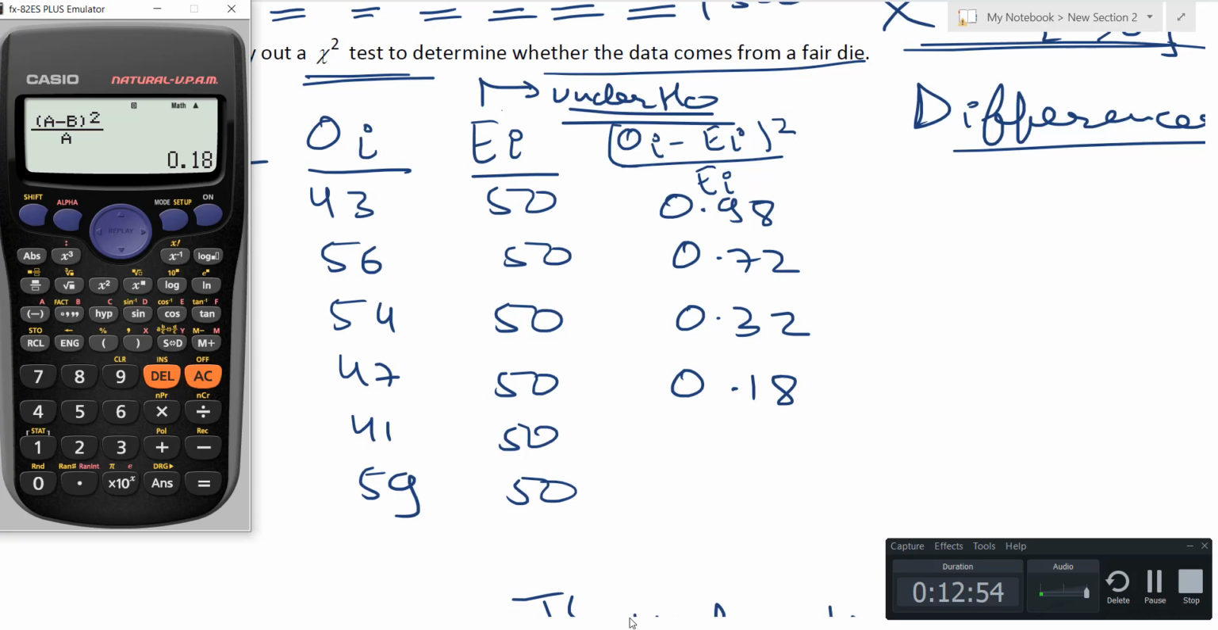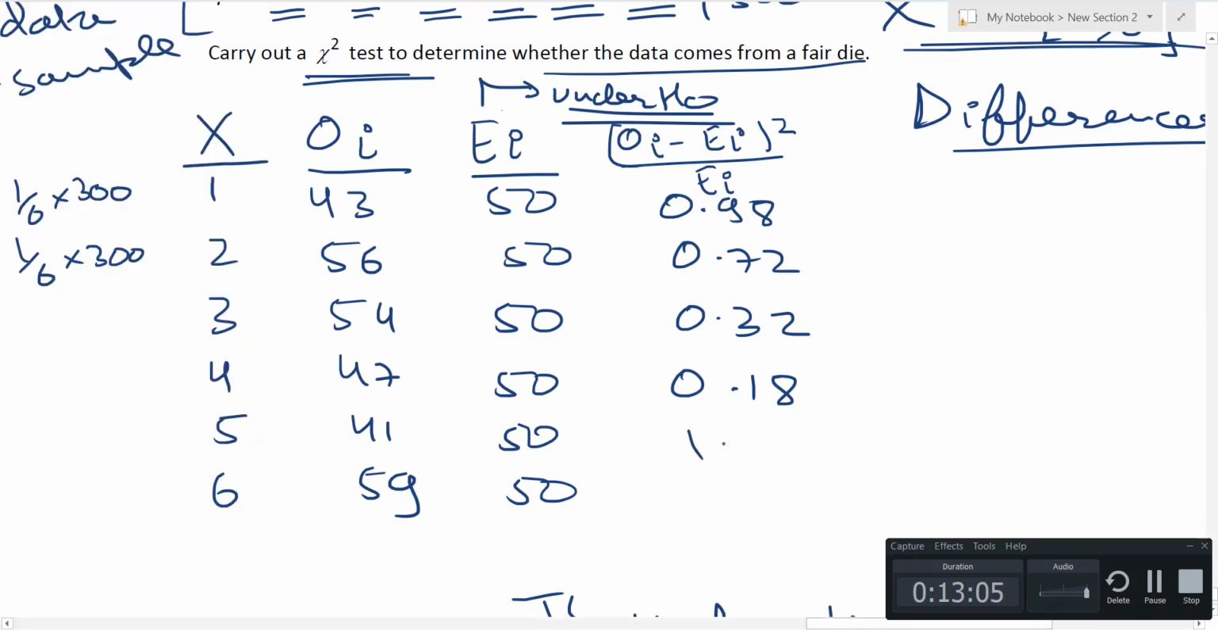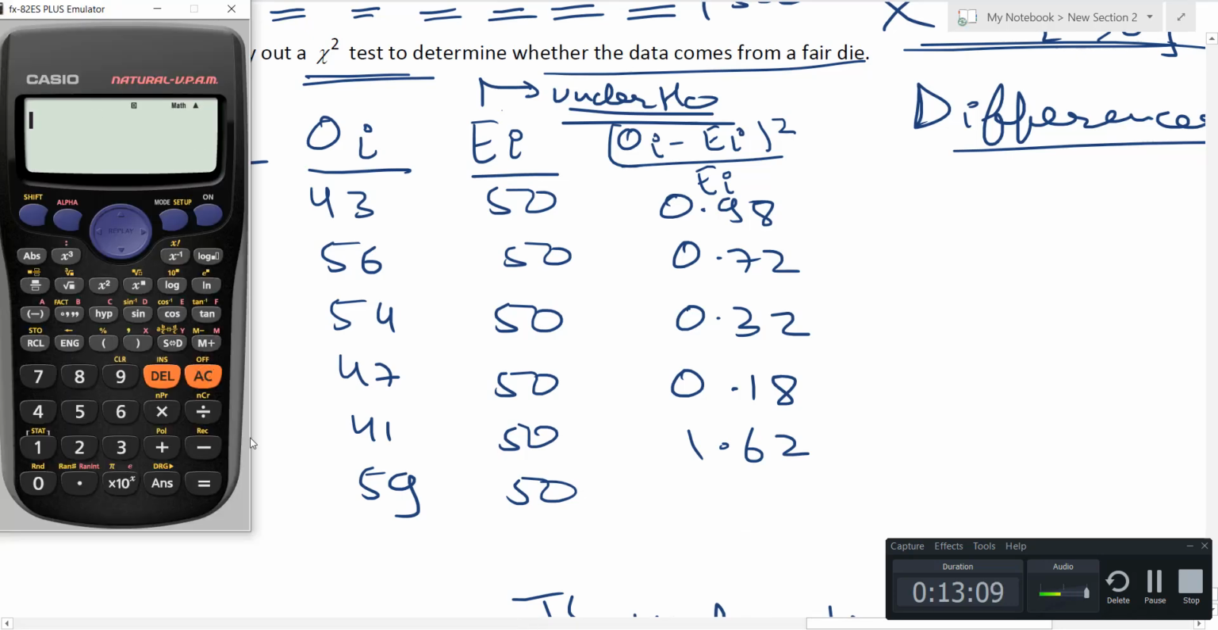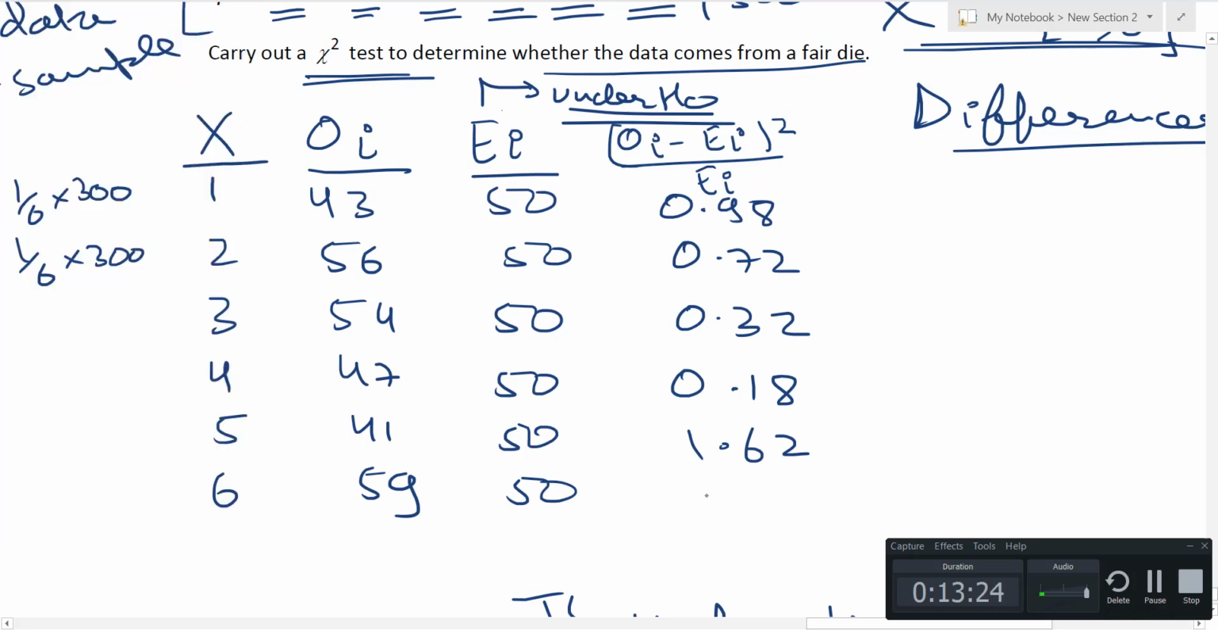Now 41 and 50. So I have to change 41 to B. Shift store to B. Go up, press equal to, 81 by 50. How much is that? 1.62. This is a big gap. And finally 59, I have to store. So 59, shift store to B. Press up button, equal to. It's again the same, 1.62, the gap is same.